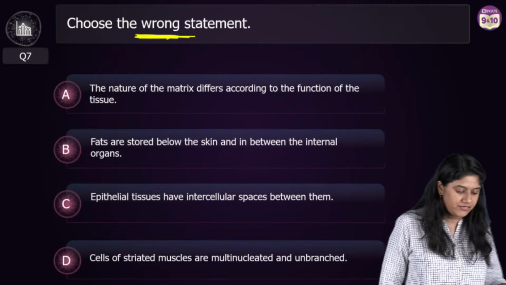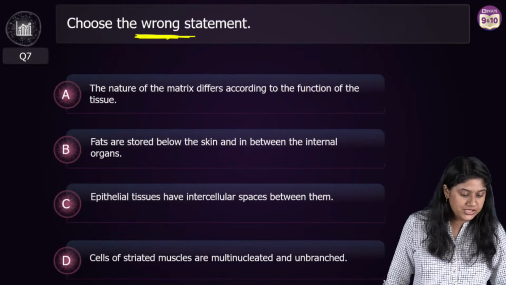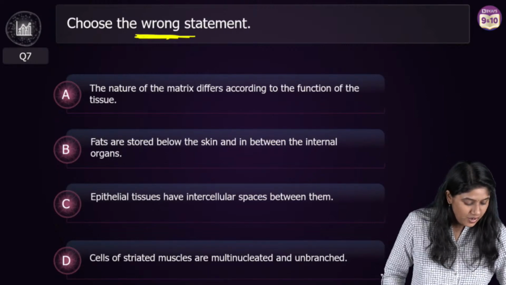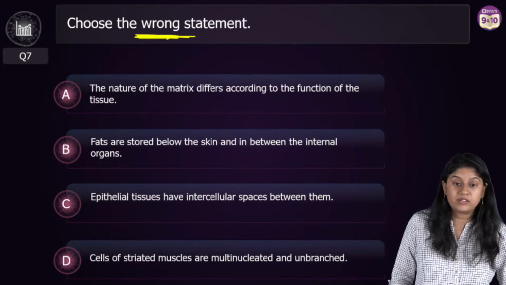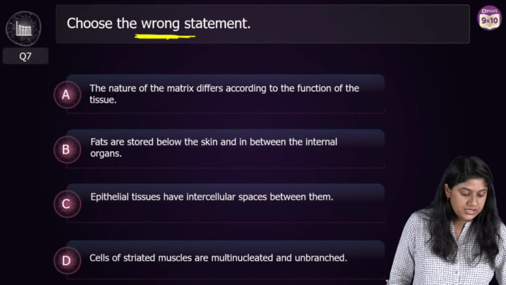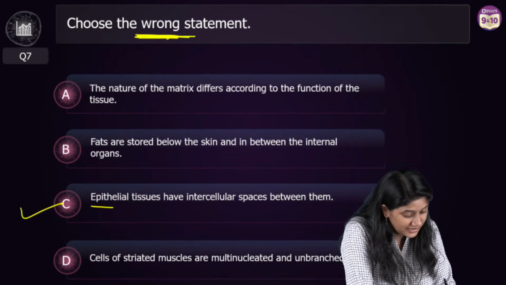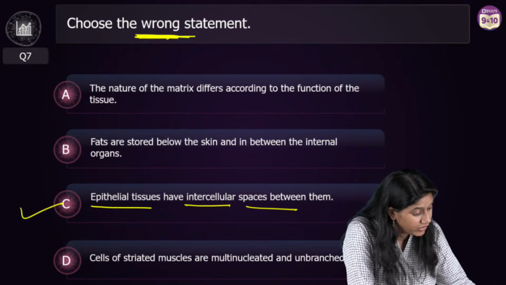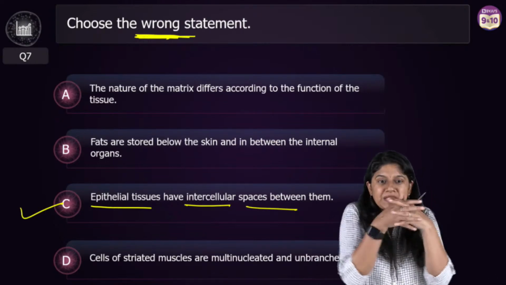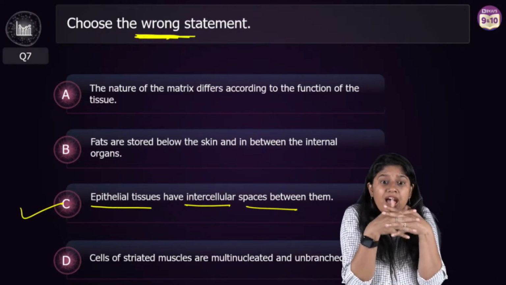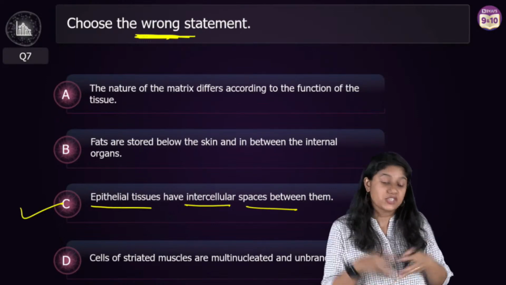And the correct answer, everyone, is option number C. Very good, everyone. The majority of you have voted for option number C, and here we have epithelial tissue have intercellular spaces between them. We know that they don't. Epithelial tissues are very interconnected. They don't have gaps between them. So this is very important.